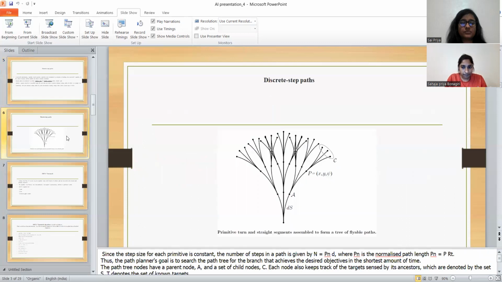Next slide. So figure 4 depicts a route tree with a depth of 3. It is intuitively obvious that shorter step lengths enhance the resolution of the path tree, and deeper trees allow longer pathways, increasing the tree's coverage area.